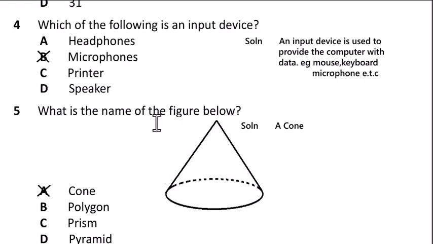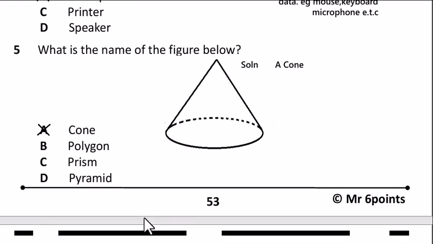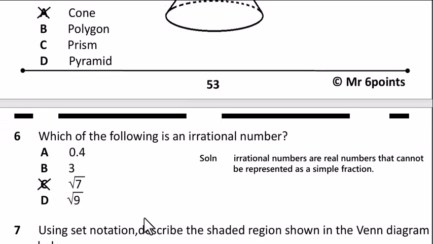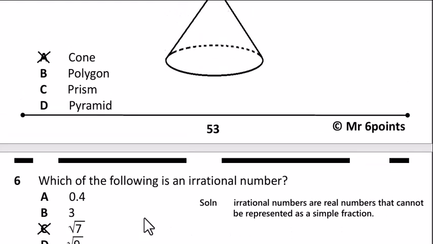Okay, question 5. What is the name of the figure below? So this is a cone. We can see that this is just the shape of a cone. So basically this is our answer for this particular question.